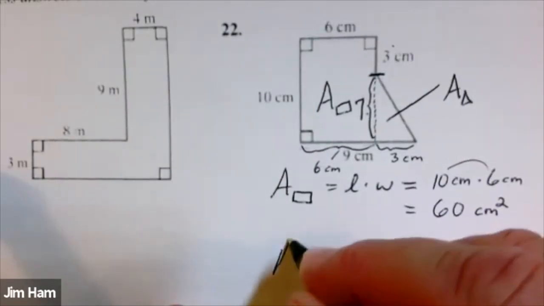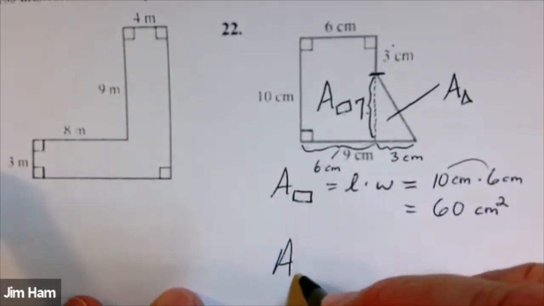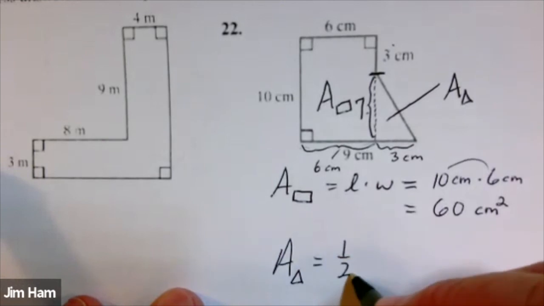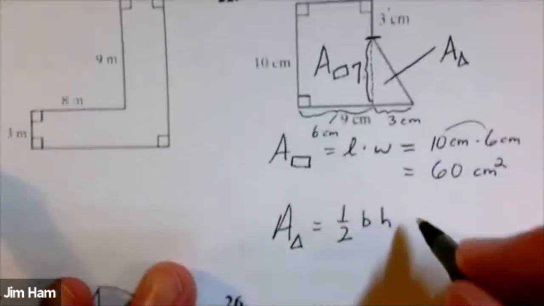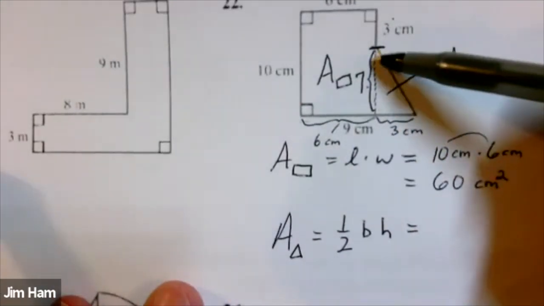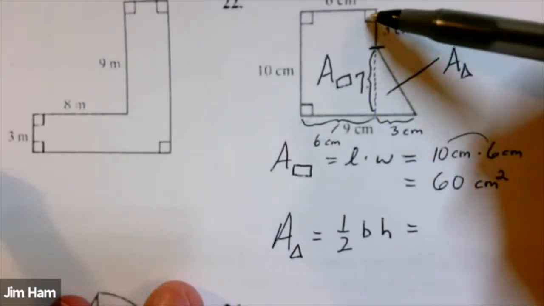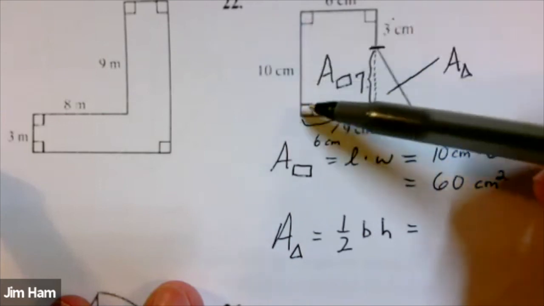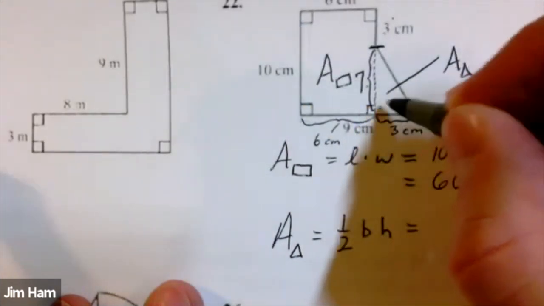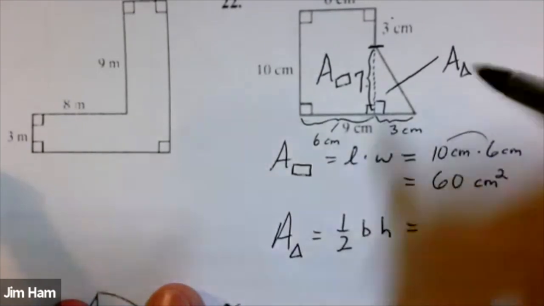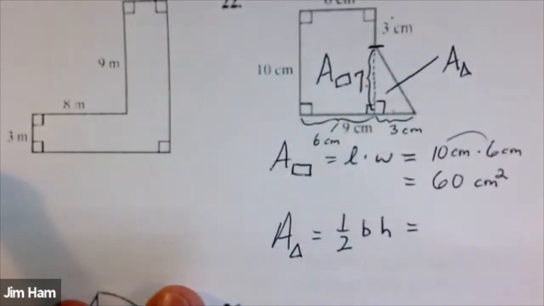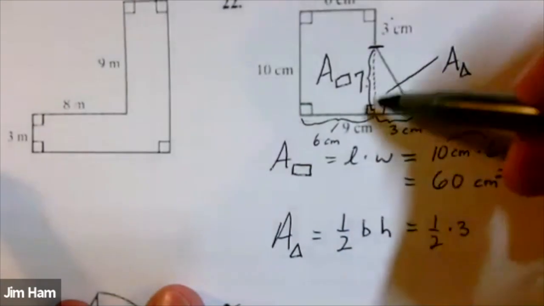And then the area of the triangle, well, that's 1/2 times the base times the height. That's our formula. And we're looking at just this little triangle here. We know that this is a right angle, this is a right angle, this is a right angle. So therefore this is a right angle, therefore this is a right angle. So we know we do have the base and the height being perpendicular. So the base is 3 and then the height is 7.